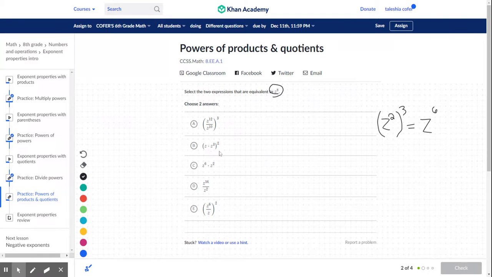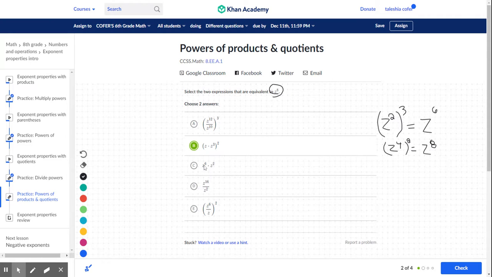Let's look at b. I have z to the 3rd times z. That gives me z to the 4th power. And then they want me to square that. When I am raising a power to a power, I multiply my exponents. 2 times 4 gets me 8, so my answer is z to the 8th power. That's what I'm looking for, so B is one of my answers.